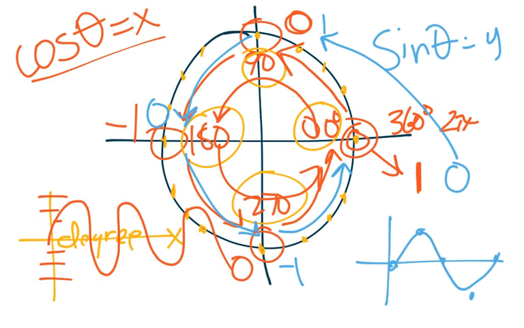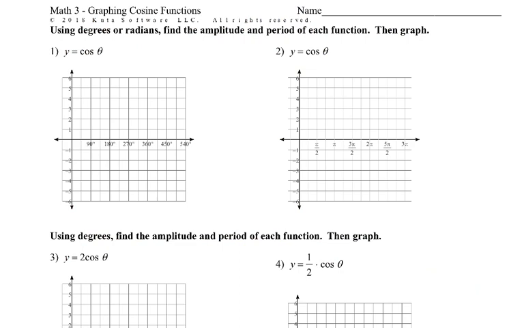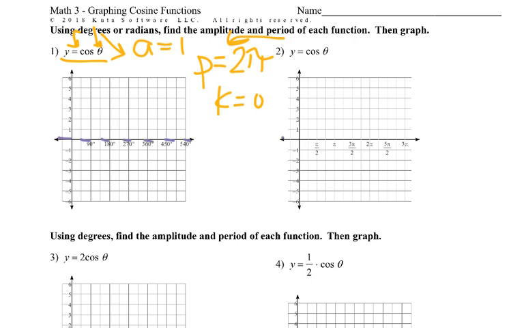So let's take a look at what it'll look like for the parent graph. So for cosine, our amplitude, because there's no number out there, it's 1. And our period, because there's no number here, is 2 pi. And our k we could say is 0. And that's true for both 1 and 2. So this will count for both. Okay? So our amplitude being 1 and our k being 0, that means our midline is right here on the x-axis. Whether it's in radians or degrees, same thing.